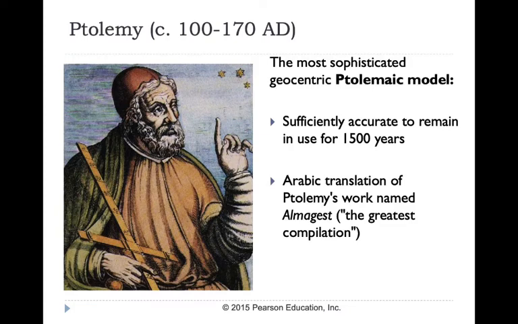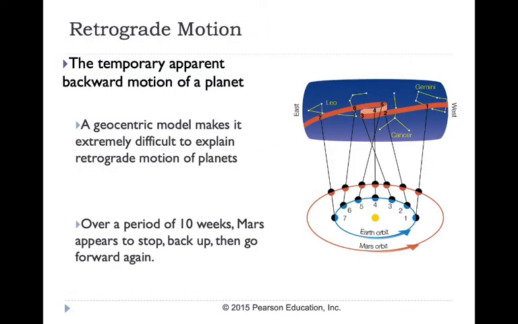Ptolemy gets credit for his model, which reigned for about 1,500 years. So it was an incorrect geocentric model, but it did a very good job at predicting placement of planets. One of the issues was retrograde motion, the apparent motion that a planet is moving backwards through the night sky. It doesn't really move backwards, but it appears to go backwards.